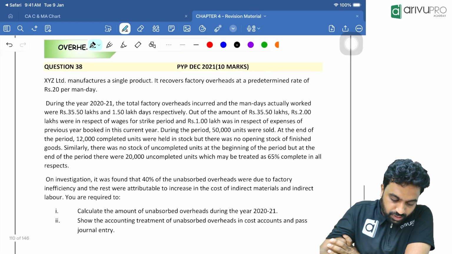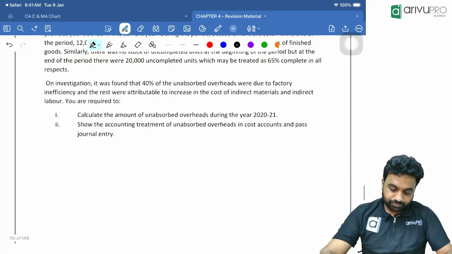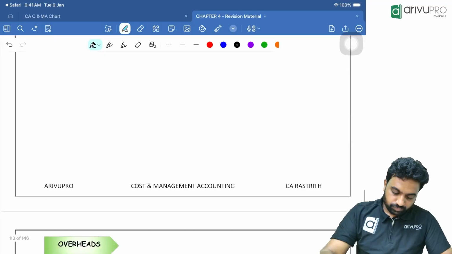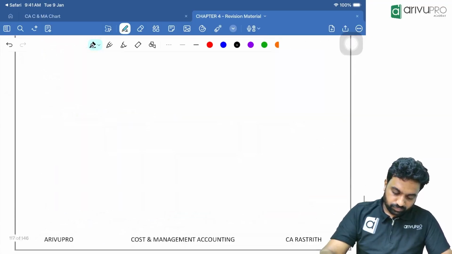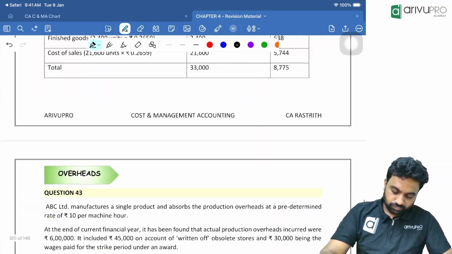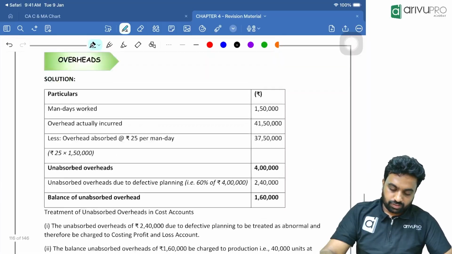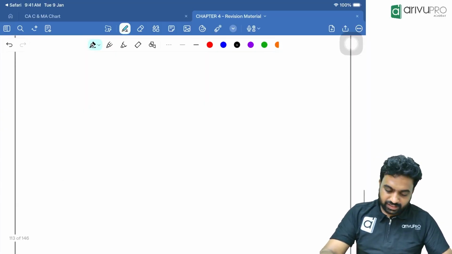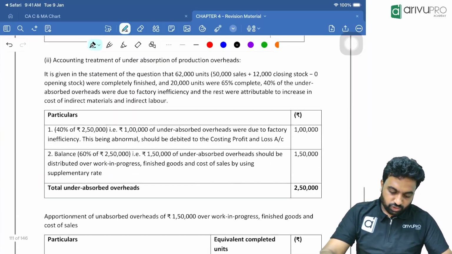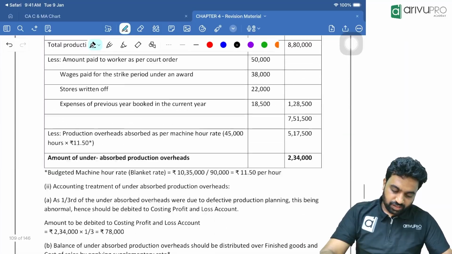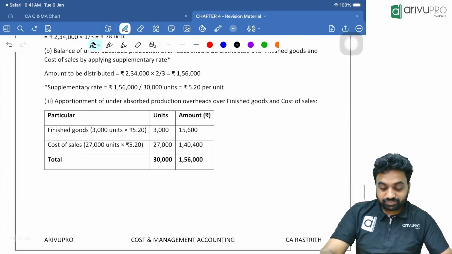One more past year paper question. Do one or two more questions and tomorrow we'll continue, no problem. Full time is there.